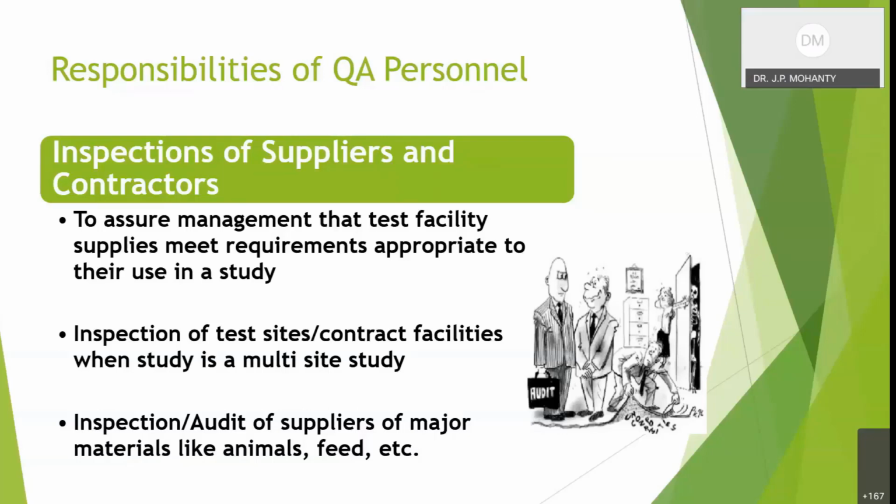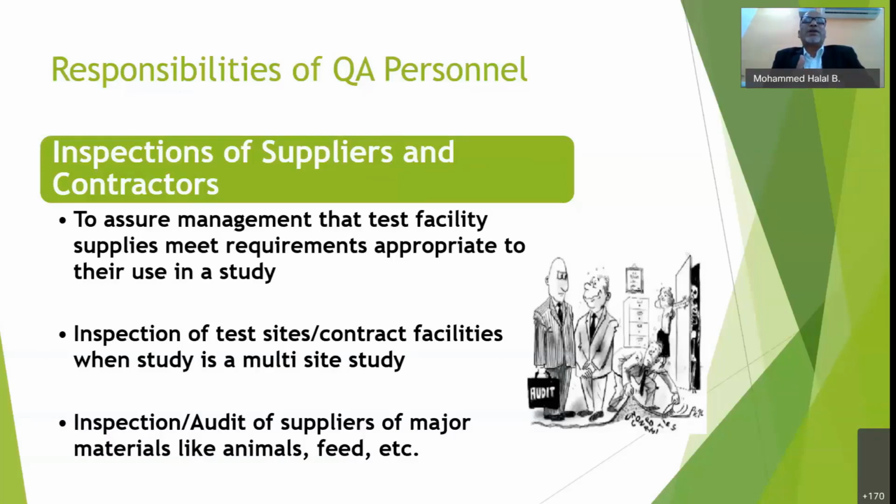Inspection of test sites and contract facilities applies when the study is multi-site. Normally many studies are conducted at one single site, but in a few cases the study has to be conducted at multiple sites, such as field studies at different fields. Some parameters cannot be conducted in our facility, so we have to outsource that particular parameter to another facility. Then again we have to check whether they have SOPs, whether they are following a proper system, whether the instruments are calibrated, and whether they are using proper reagents and chemicals. This also has to be ensured by our quality assurance team.